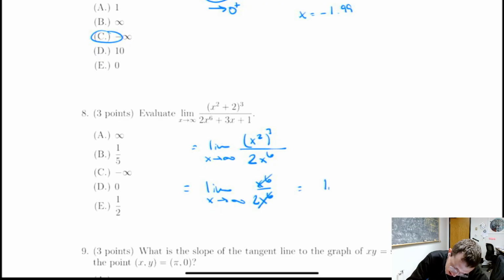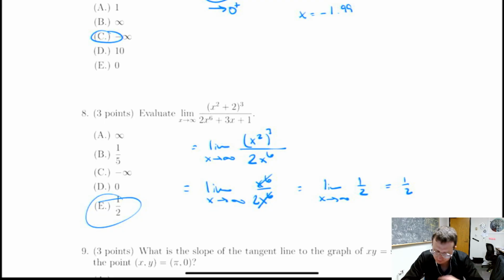Would you look at that? The x to the 6th cancel, and you're left with 1/2. What's going on is that we have the same exponent in the numerator and denominator, and when that happens, the limit gives you the ratio of the leading coefficients.